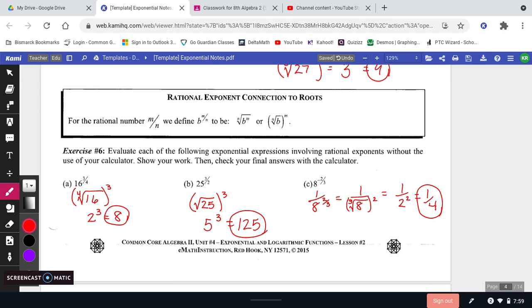Now one way to think about this, if we go back to this rule, is if you have a rational exponent, the numerator of that exponent becomes the exponent. The denominator of that exponent becomes the root. Okay, so when we rewrote 16 to the 3/4, notice that the denominator became the root, and the numerator became the exponent. So maybe that'll help you keep track of what needs to go where.